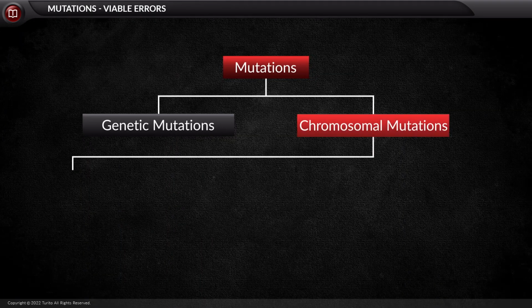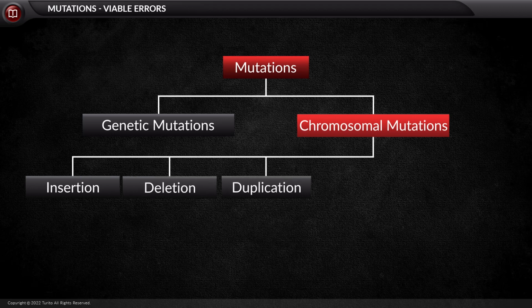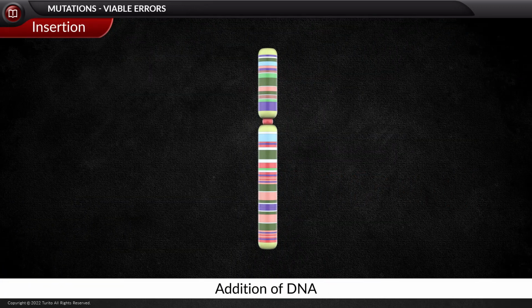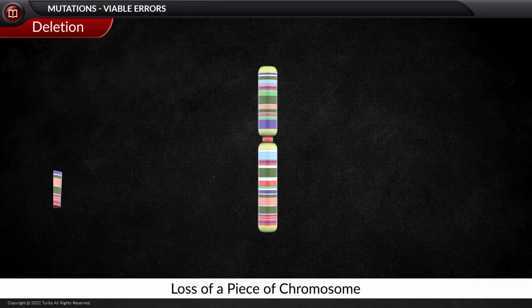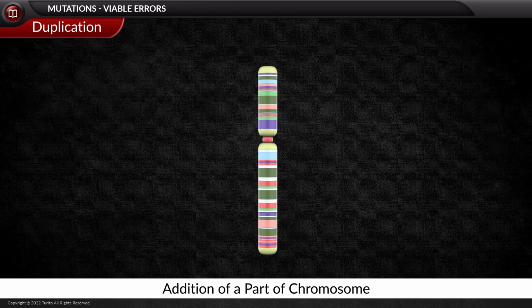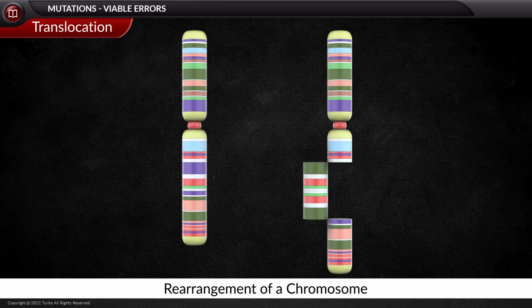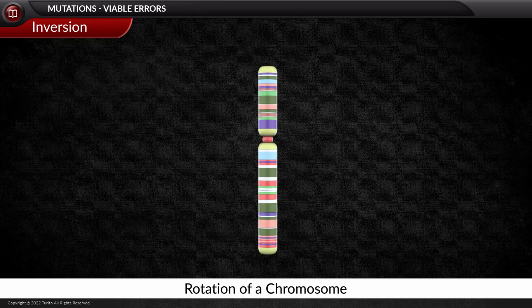Next, the chromosomal mutations can be insertion, deletion, duplication, translocation, and inversion. Insertion involves the addition of a small or a single extra DNA base pair. Deletion involves the loss of a piece of chromosome due to breakage. Duplication involves the addition of a part of a chromosome that is present in excess than normal. Translocation involves the rearrangement of a chromosome with no loss or gain. Inversion involves rotation, or flip over, of a chromosome with no loss or gain.